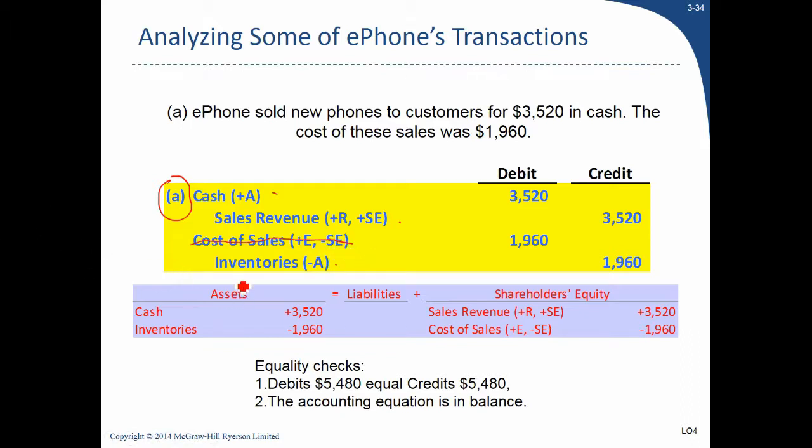And this just tracks what happens to the statement of financial position. Equality checks, debits equals credits. Notice these are indented, right? Because we're crediting them.